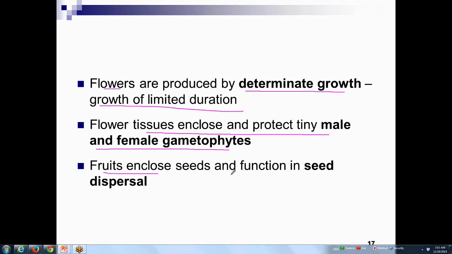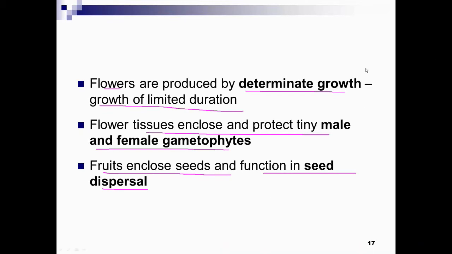And then the fruits enclose seeds and function in seed dispersal. So the whole purpose of fruits is to encourage seed dispersal. And I think all of you know by now that fruits come from flowers. Once your flower has been pollinated and the sperm come out of those pollen grains and fertilize those ovules, the ovules develop into seeds. And then the ovary develops into your fruit, right? You guys remember some of the stuff. A lot of this, I'm sure, is review.